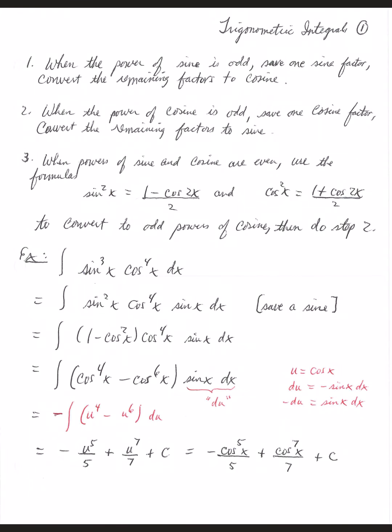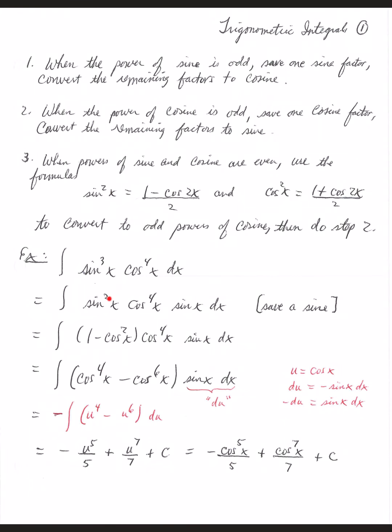But anyway, let's jump into examples. And these steps, again, they're just tips to help you get along. We have the integral of sine cubed x, cosine to the 4th x, dx. Because we have an odd power of sine, this would be like tip number 1. I'm going to take these 3 sines and rewrite them as 2 and 1. So that's why I wrote over here, save a sine.